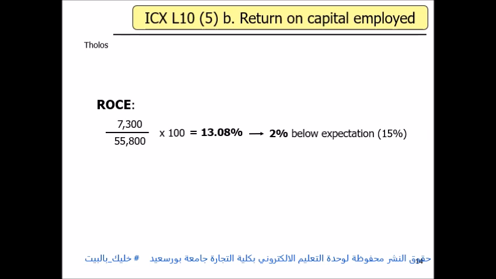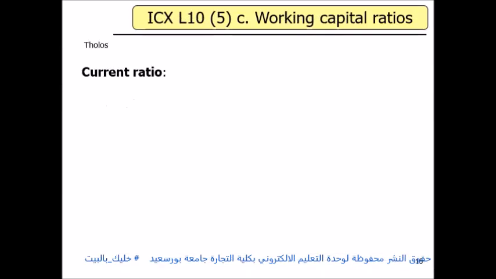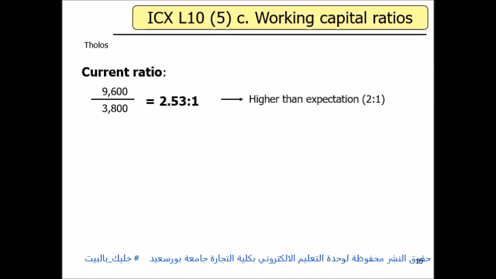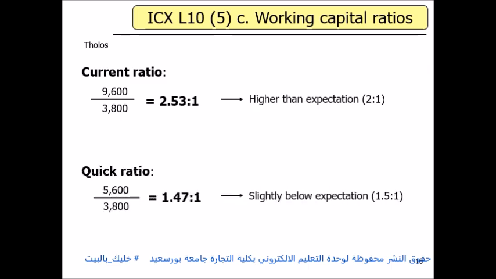Then calculate the current ratio and the quick ratio. How to calculate them? The current ratio is equal to current assets divided by current liabilities, which gives me 2.53, which is higher than expectations. And the quick ratio is equal to current assets less inventory divided by current liabilities, which is slightly below the expectations.